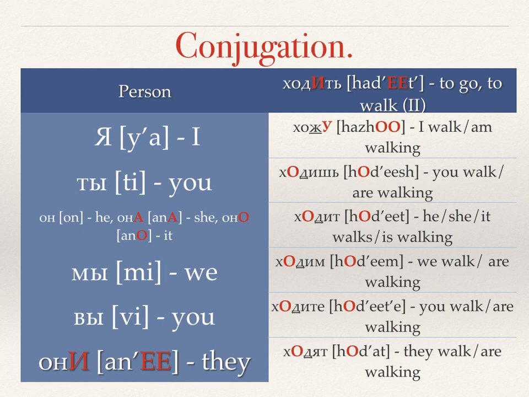As you see, the letter Д that goes before И turns into the letter Ж, only in the first person singular. Я хожу. In other cases, it's not replaced. If you see the letter Д before И in the infinitive form of a verb, don't forget to replace the letter Д with the letter Ж, only in the first person singular, after the pronoun я, I. Я хожу.